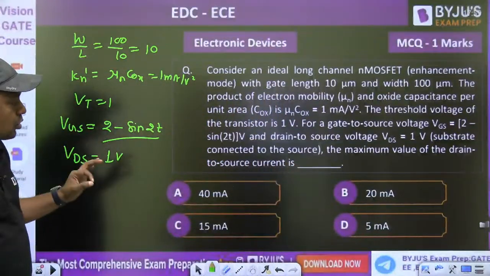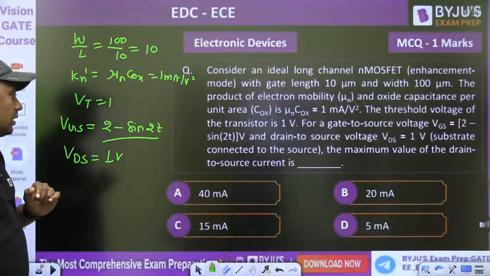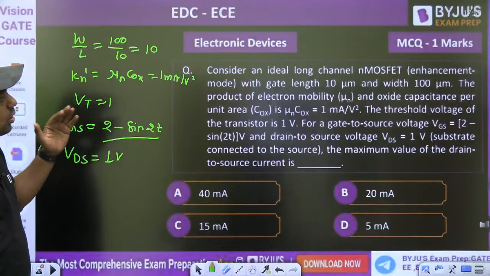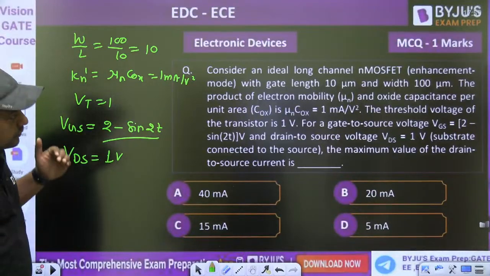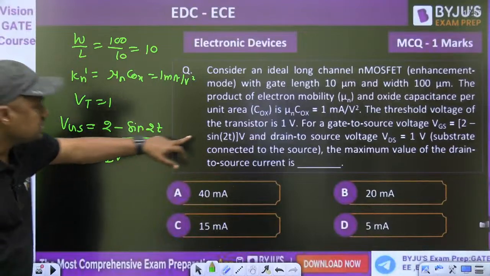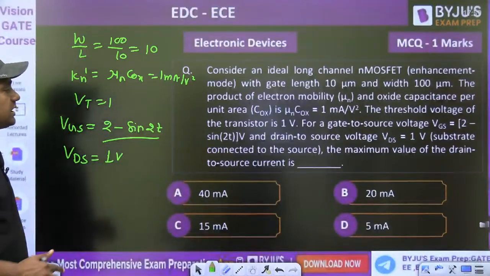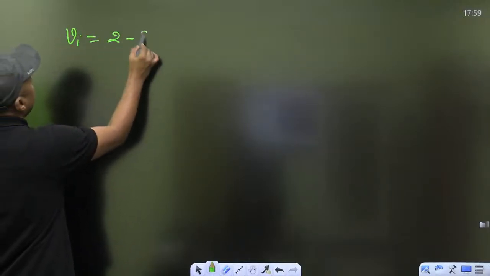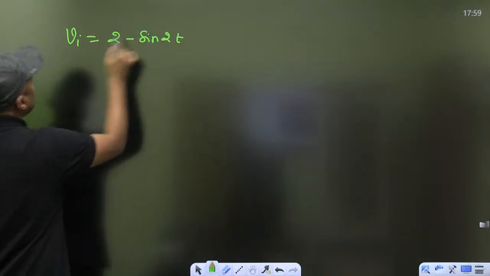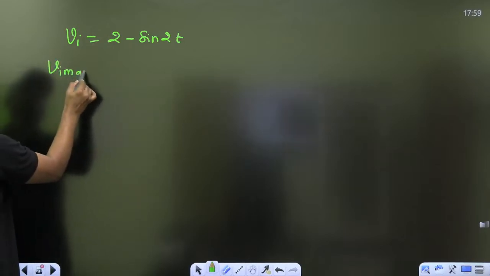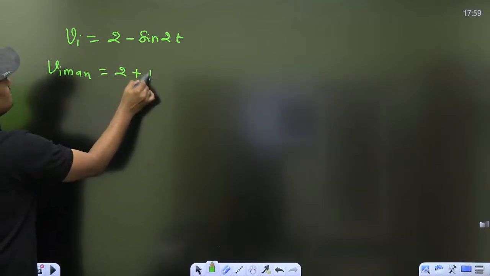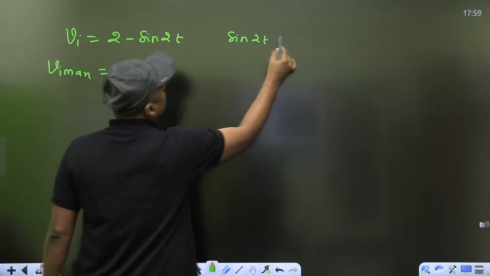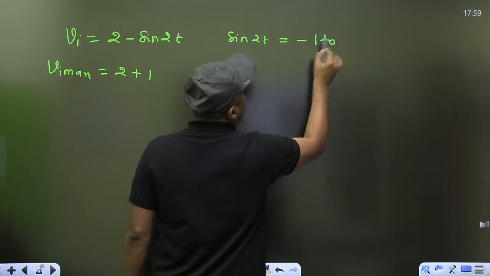Drain to source current is maximum value. Now there will be two cases: whether it is in the triode region or in the saturation region, when we are going to get the maximum current. Because it is a sinusoidal signal, the input is 2 minus sine of 2t. So what is the maximum value of the input? 2 plus 1, because a sine signal ranges from minus 1 to plus 1.